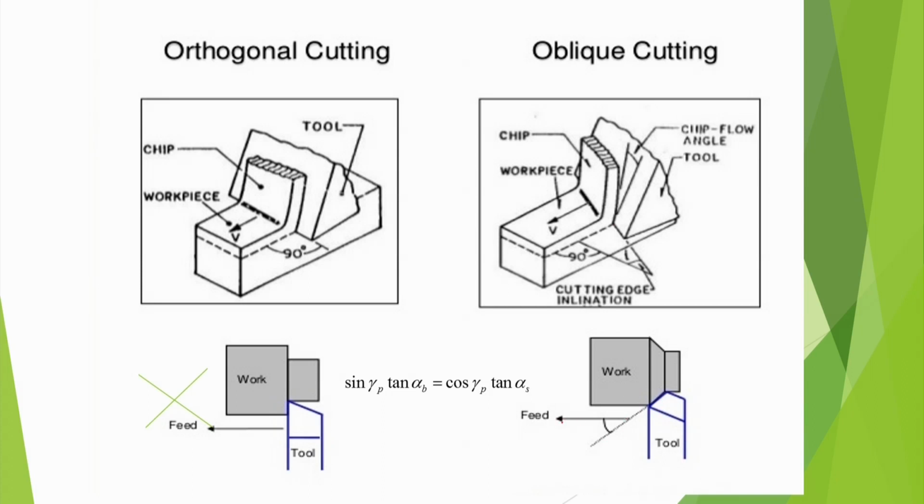They say that this is oblique cutting, but I have earlier shown this also: if it is orthogonal cutting, that means sin gamma p into tan alpha b will be equal to cos gamma p into tan alpha s. Gamma p is what? Principal cutting edge angle. In this case, suppose we say gamma p is equal to 90 degrees, because the side cutting edge angle is 0. So tan alpha b is 0. That means the back rake angle should also be 0. That is also a condition to be satisfied.